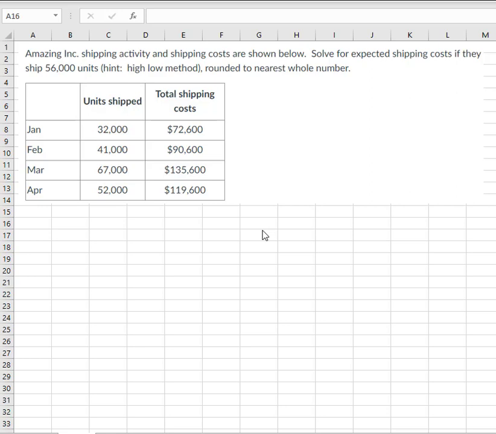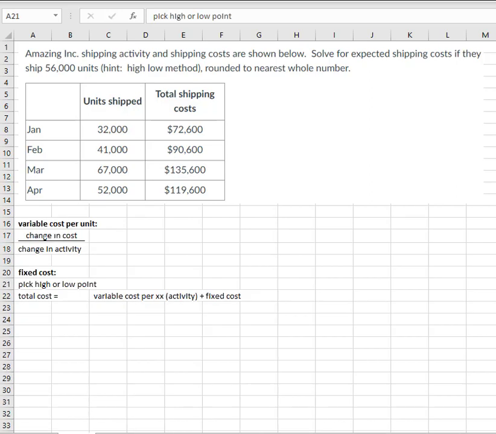Here's the first step in the high-low method: solve for the variable cost. Once we have that variable cost per unit, we can then solve for fixed cost. Let's set that up. So the variable cost per unit formula is change in cost over change in activity. The high point was March, so the cost in March was $135,600, and subtract that from the low point, $72,600. The change in activity, the high point was 67,000 minus the low point, 32,000.